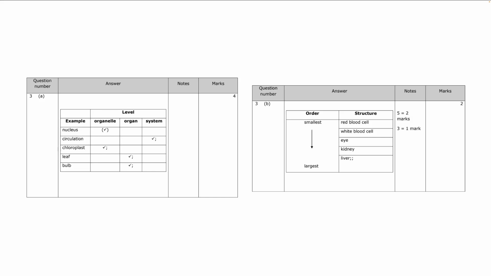For the next part, the red blood cell is actually the smallest. We talk about this in our Specialized Cells video, but white blood cells are in fact larger than red blood cells. And the eye is obviously an organ that's bigger than both of those, and the kidney is actually smaller than the liver. So that makes the liver the largest one here.